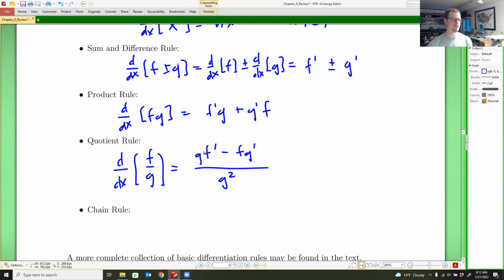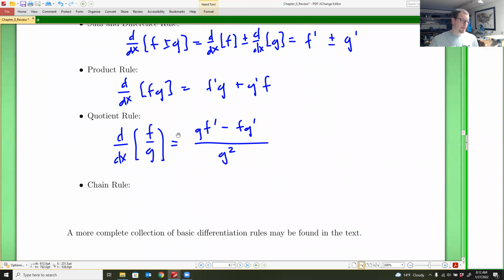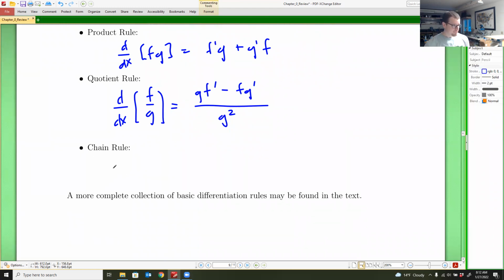D, of course, is derivative. Low d high is the derivative of the numerator. Low d high minus high d low over the square of what's below. So anyway, it helps me remember.